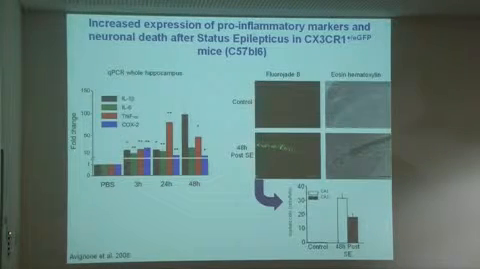We have also characterized the neuronal side of the model, and I just show you here some Fluoro-Jade B labeling, which is an indicator of cell death, suffering of neurons. And you see that 48 hours after having induced the status epilepticus, we have some labeling here indicating that both in CA1 and in CA3, actually, in the hippocampus, we have some neuronal damage.